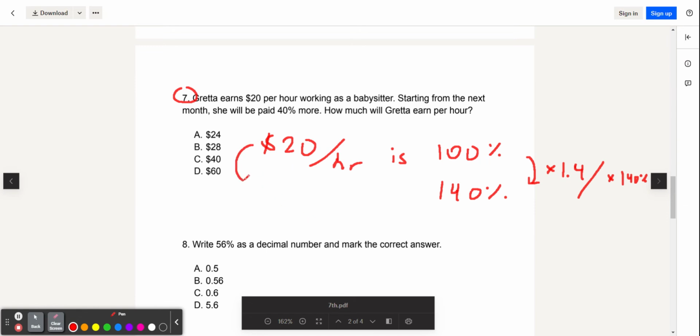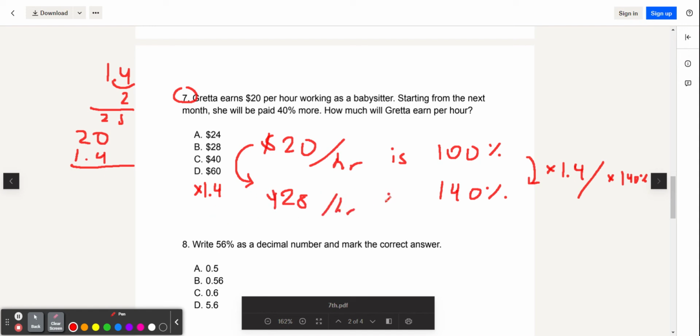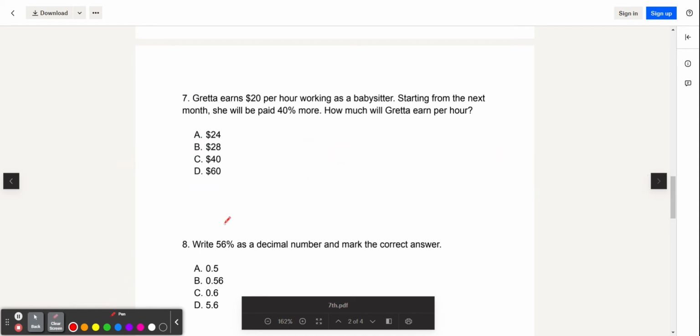So in order to find the actual amount, we can also multiply by the same ratio. $20 times 1.4, well, if you look at it, 1.4, 28. It is $28. You can use pencil and paper if you need to, which is B. Let's go over that one more time.